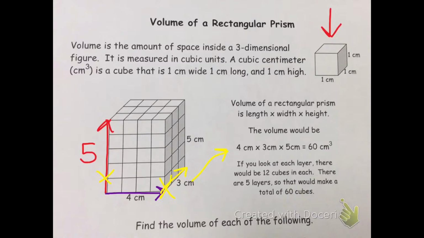4 times 3 gives us 12, 12 times 5 gives us 60, or you could do 3 times 5 first and get 15, 15 times 4. So it doesn't matter which order you multiply them in, as long as you multiply the three dimensions together.